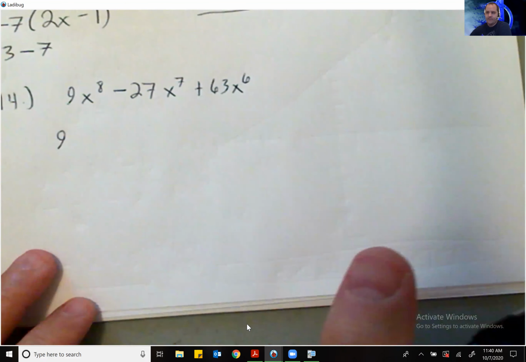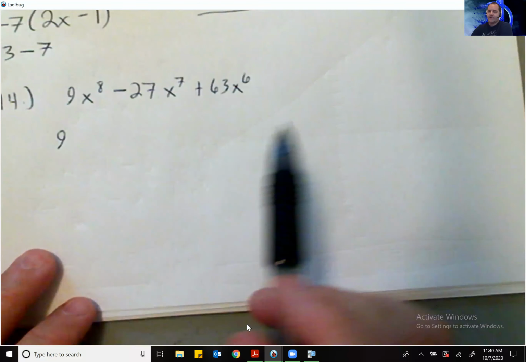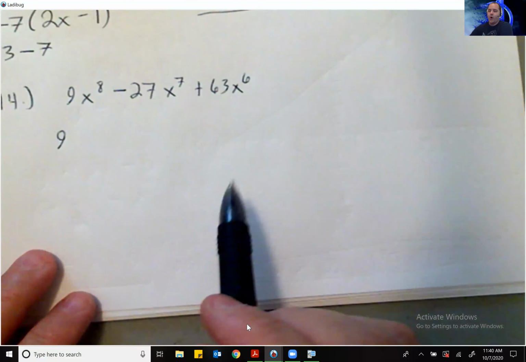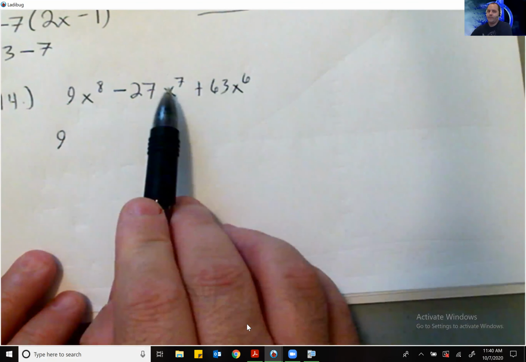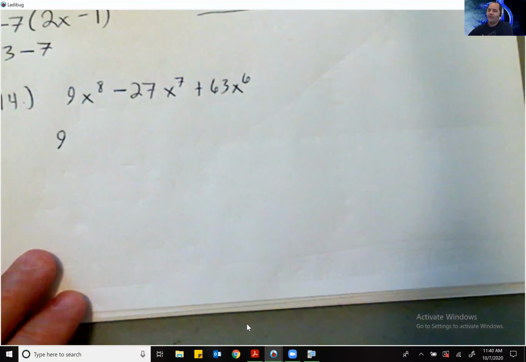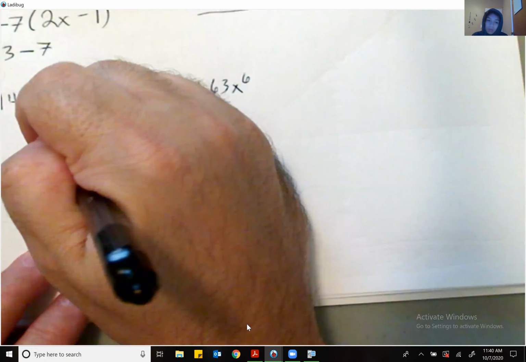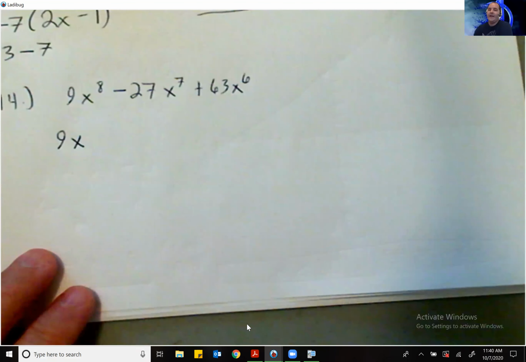That's a GCF. Now, the other question you ask is about variables. Do all of these have a common variable? Yes, they all have x's. So how many x's can we pull out, though? Even more than that. 6. We can pull out 6.